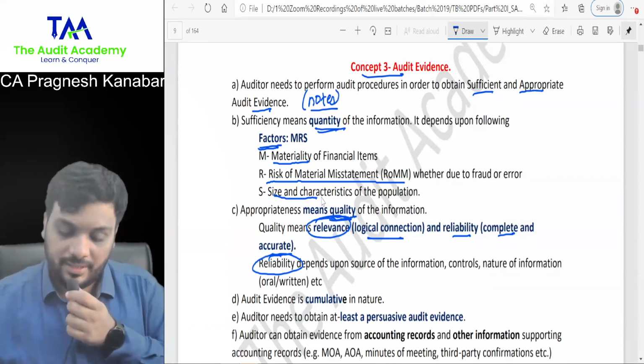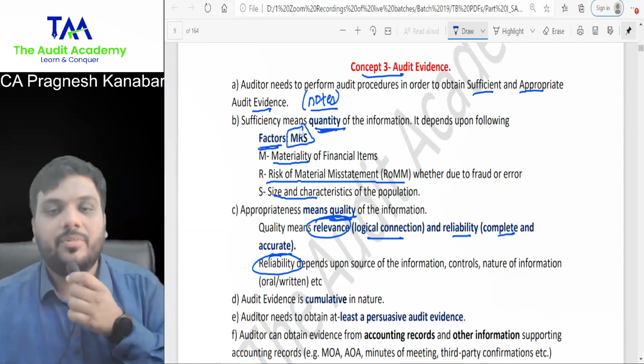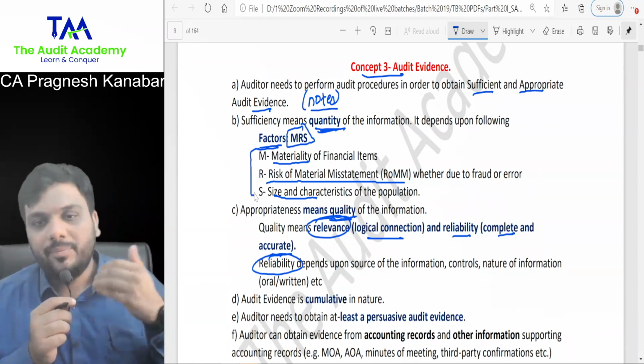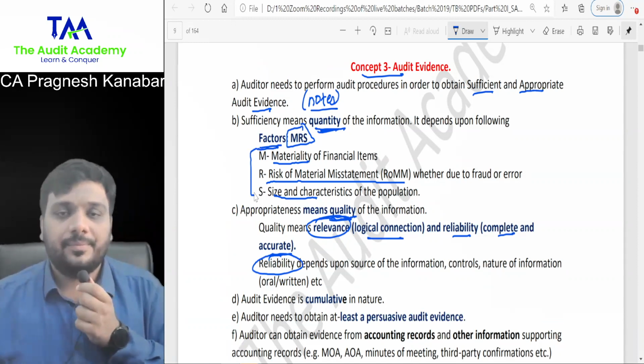consideration. All right. So quantity of the information will depend upon my missus. Okay. So just these 3 points help you to elaborate the answer, nothing else.